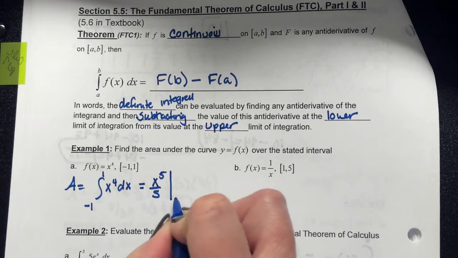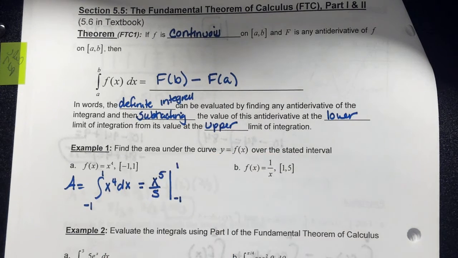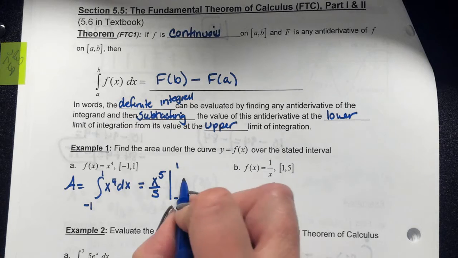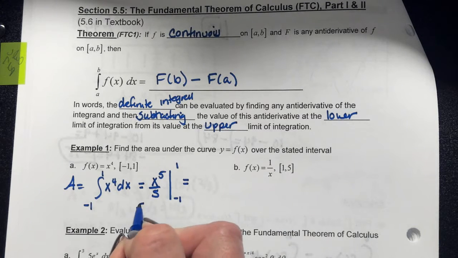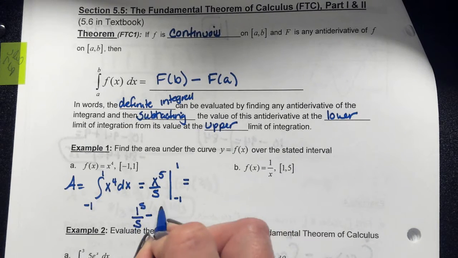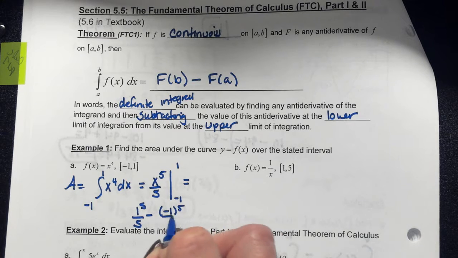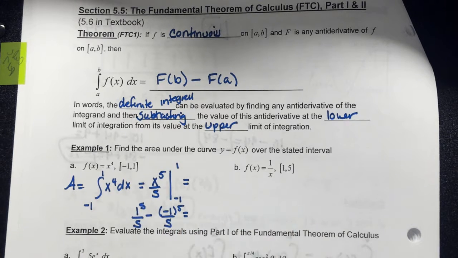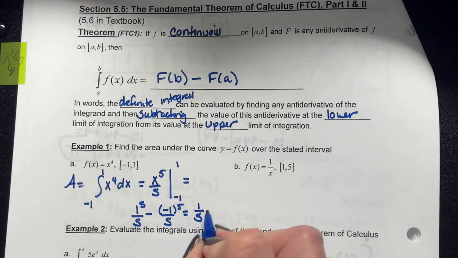And then I always draw this line showing that my lower bound is -1 and my upper bound is 1. And then I substitute. I'm going to plug in a 1 for x, so that's 1 to the fifth over 5 minus (-1) to the fifth over 5. Well, I know 1 to the fifth is just going to be 1, so that's going to be 1/5 minus.